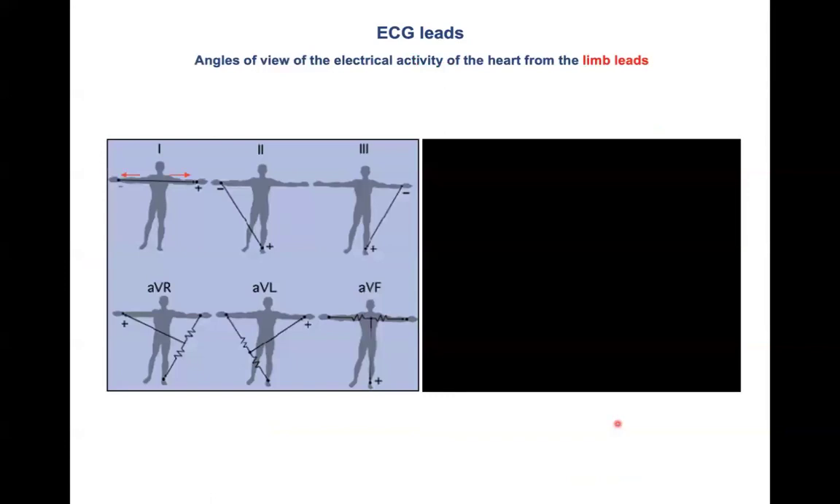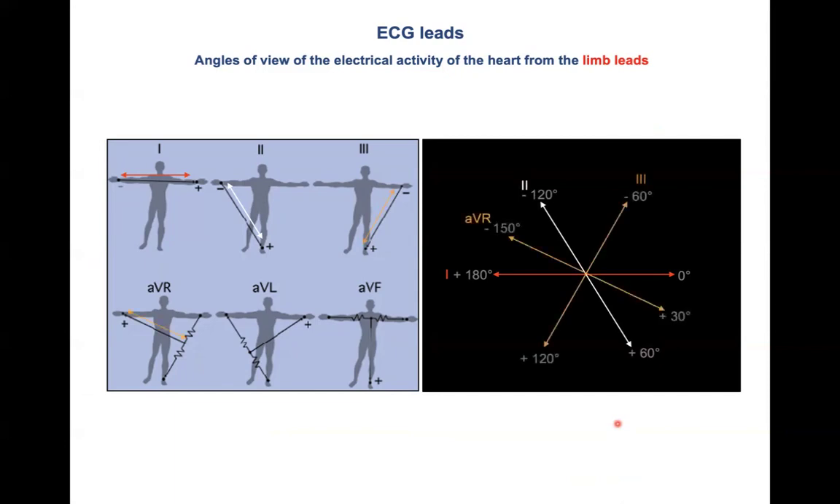Let's take a look at what they create. Lead 1, lead 2, lead 3, then AVR, AVL, AVF, and here we go. So they are separated by 30 degrees. So now we have increased the resolution significantly. We are looking at the electrical activity of the heart, frontally, from 6 different perspectives. Lead 1, lead 2, lead 3, and then AVR, AVL, and AVF.